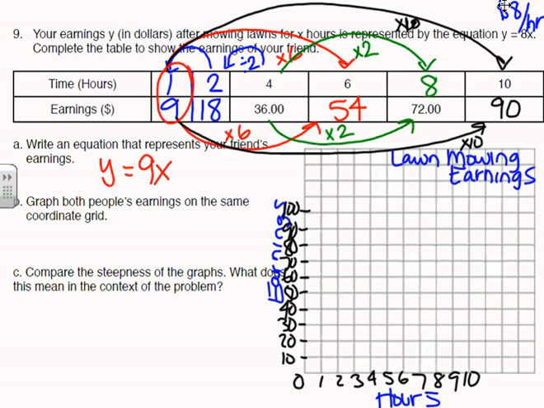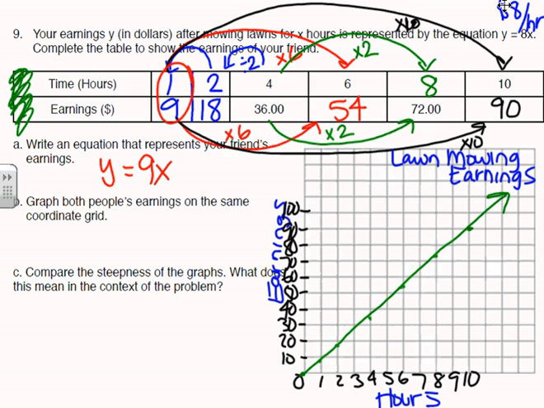Now we need to plot our points. Let's do this one with green. So we have 1, 9; 2, 18; 4, 36. Have to estimate just a little bit. 6 is 54. 8 is 72. And 10 is $90. It's a proportional relationship, so it's a straight line through the point 0, 0.